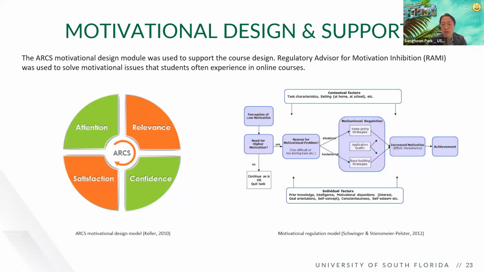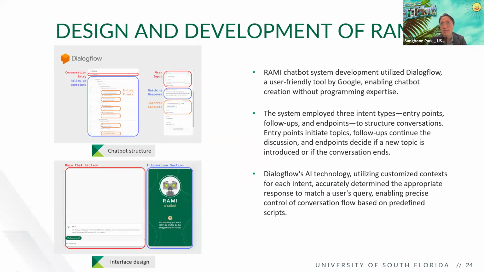On the right side of the screen, however, that is more learner focused. Even if we design a really, really interesting, wonderful, motivationally highly enhanced online course, we also have to think about how students feel and how they regulate their own motivation, the problems, because each and every student will have different motivation issues, right? So there is a model called the motivation regulation model. So we have created a chatbot system based upon the motivation regulation model. And the model suggests there are 8 different types of strategies you can communicate with your students.